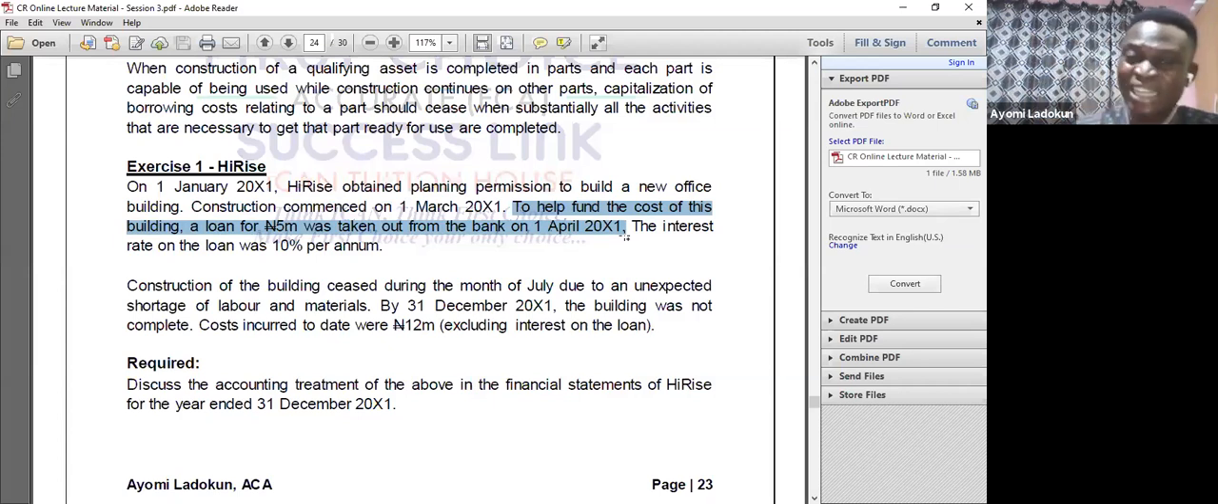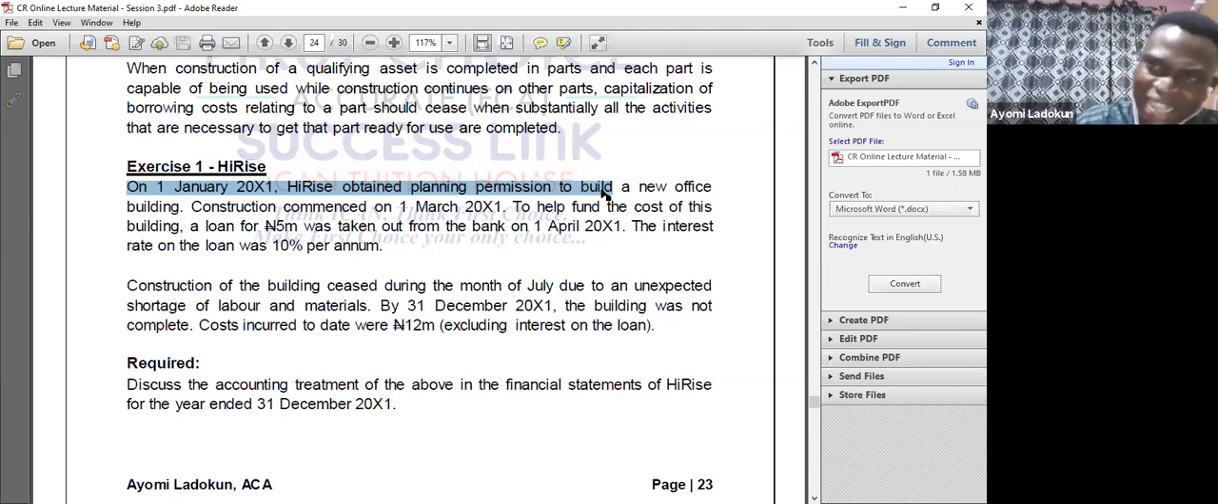No, I told you, date is very important as well. We commenced construction 1st March 20X1 and we borrowed money 1st April 20X1. So those 2 conditions have been met. If I want to check again, what about the last condition? All activities necessary to get the asset ready are already in progress. They said on 1st January, IRIS obtained building permission. That is it. All the 3 conditions have been met.